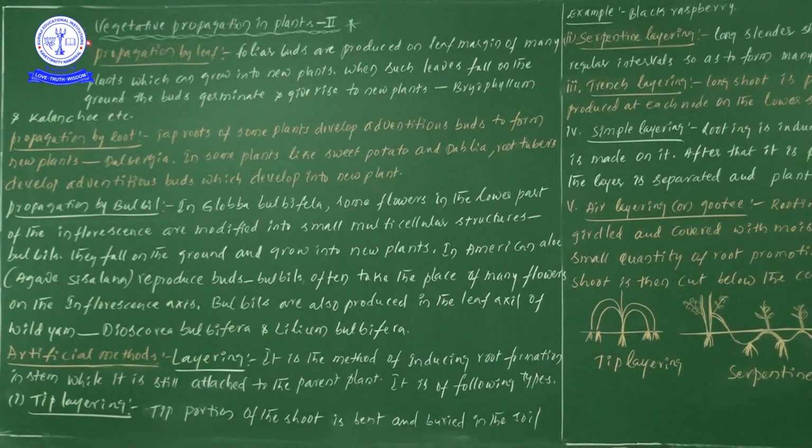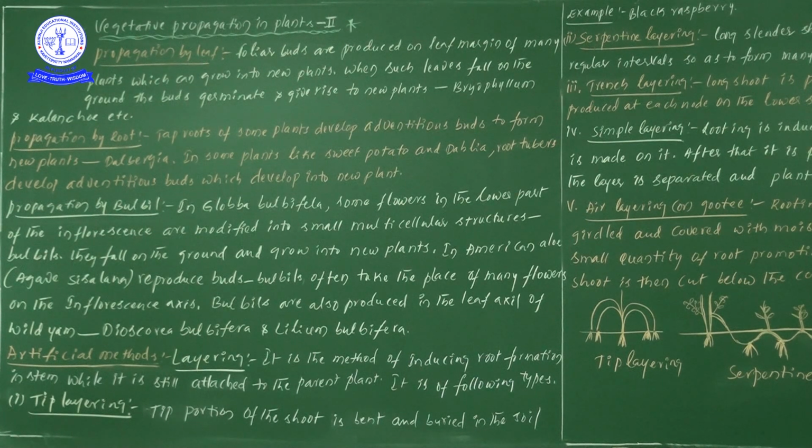Now in this video we are discussing vegetative propagation in plants, second video. That's why here I have given 2: Vegetative propagation in plants 2, which indicates video 2. Now let us see one by one.